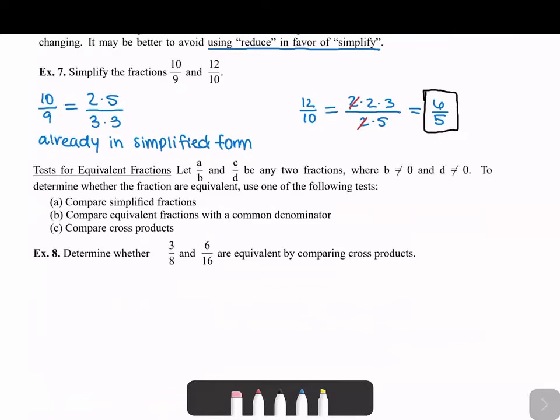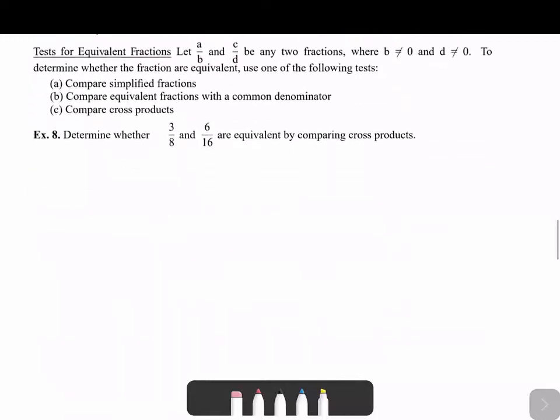Some people have called this the butterfly method, but this is the most common thing that people do to compare fractions to see if they are equivalent or not. Okay, so this example says determine whether 3/8 and 6/16 are equivalent. I know it says by comparing cross products, but I kind of want to go through these three different methods to see how they all work.